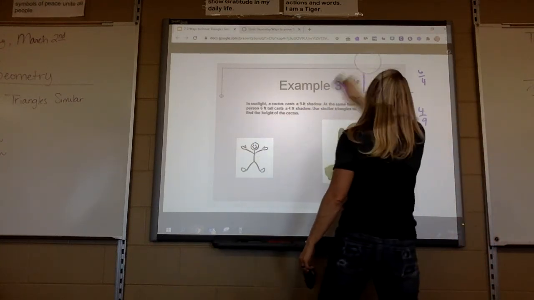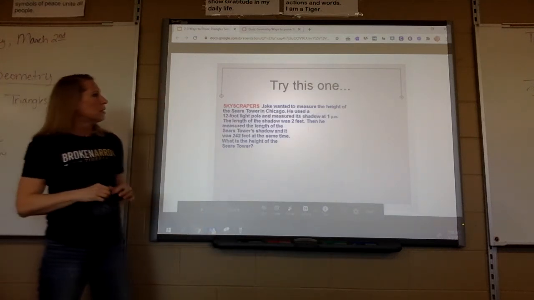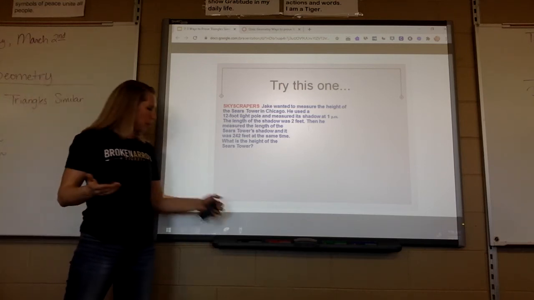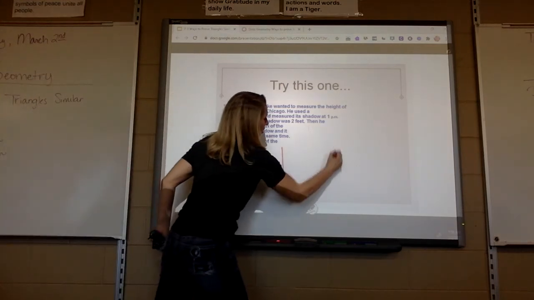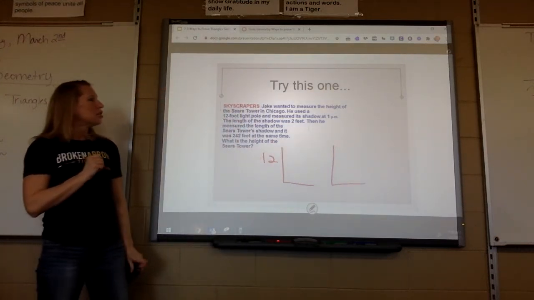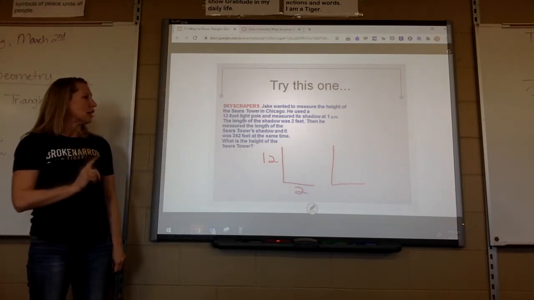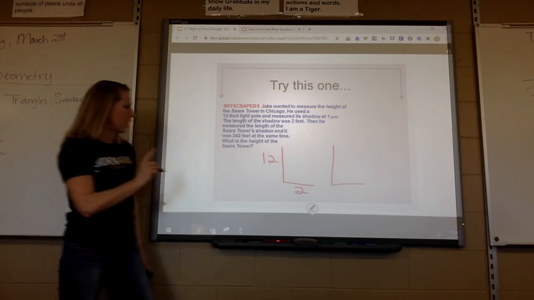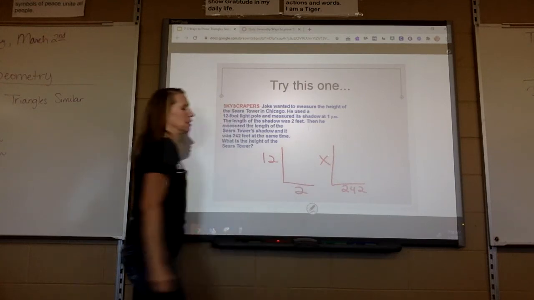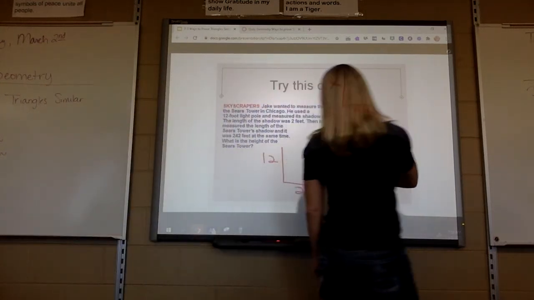I think I've got one more like that. So it says, Jake wants to measure the height of the Sears Tower in Chicago. He uses a 12-foot light pole. Measures the shadow at 1 p.m. and it's 2 feet. Then he measures the length of the Sears Tower shadow at 242 feet. How tall is the Sears Tower? So how could I set up that proportion?